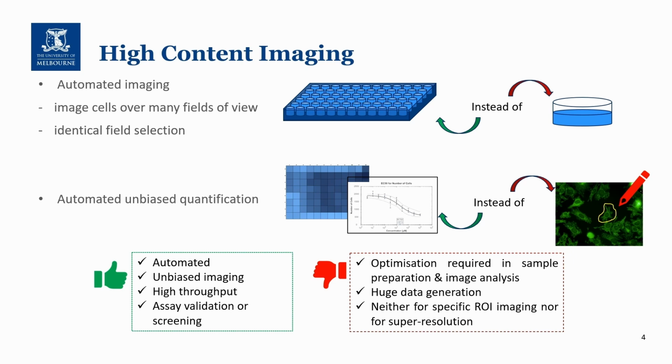Of course, there are also downsides, such as the need for careful optimization of sample preparation and image analysis. The volume of data generated can be quite large, and the unbiased approach limits your ability to image specific regions of interest. Super resolution imaging is also restricted when doing high content screening.